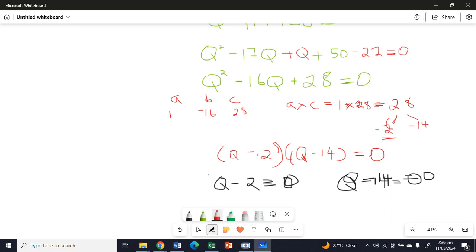Then when you equate both to 0, you solve each of them individually. Q minus 2 equals 0, Q equals 2. Q minus 14 equals 0, Q equals 14. Is that okay, madam?